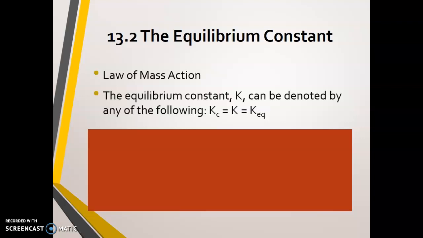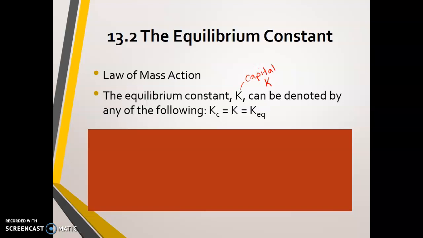So the equilibrium constant is the law of mass action, and the equilibrium constant, which is K, notice that this is a capital K, where the rate constant was a lowercase k. Really wish they used a different letter, but they didn't, so there's two different K's.